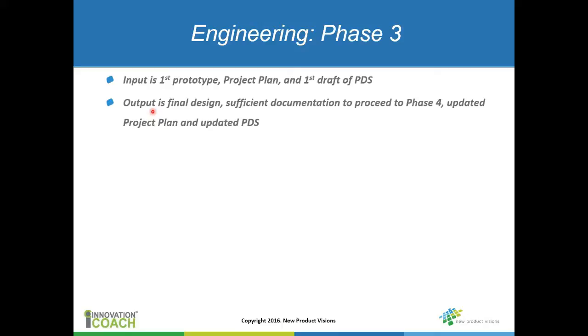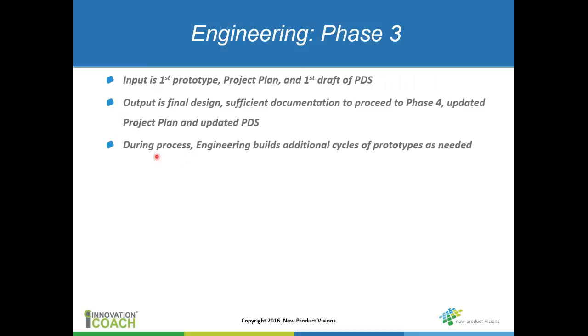If you've done a good job at phase 1 and phase 2, then everyone knows what needs to be developed, and now it's a matter of engineering the product. And then also sufficient documentation. So as part of that design effort, you're going to document the product, and it's really at this phase, when you move from phase 3 to phase 4, that you're moving the documentation into your revision control process. And then you're going to continue to update the project plan and the product design specifications.